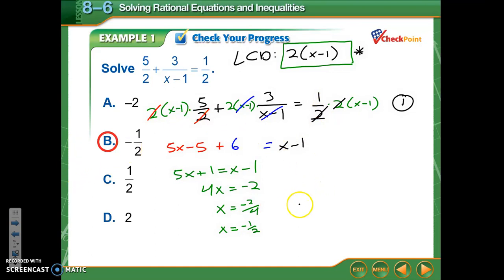Now make sure that you also check. I'm not going to take the time to show you the check for this right now, but that will be a requirement for you to do.